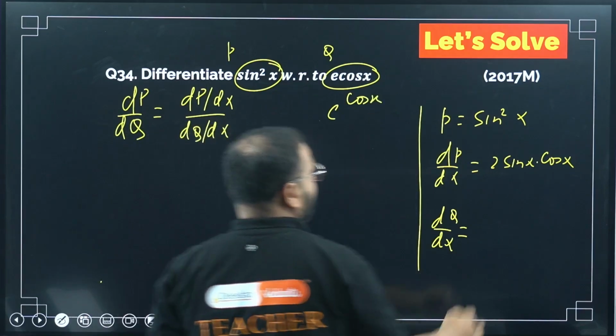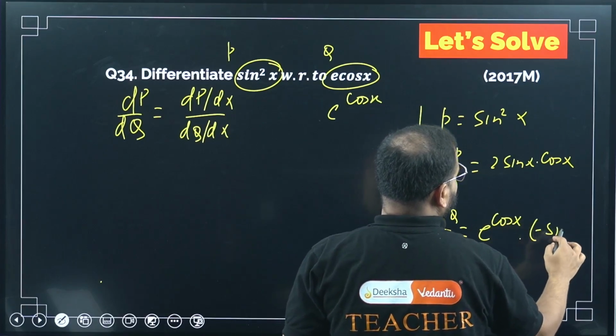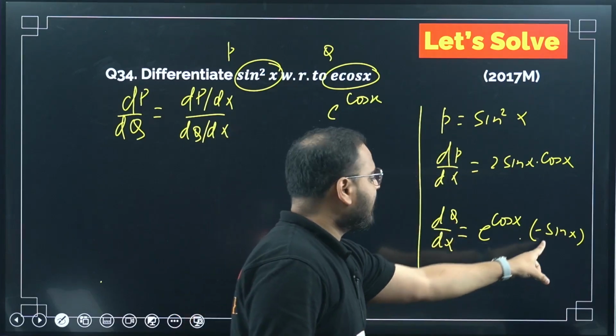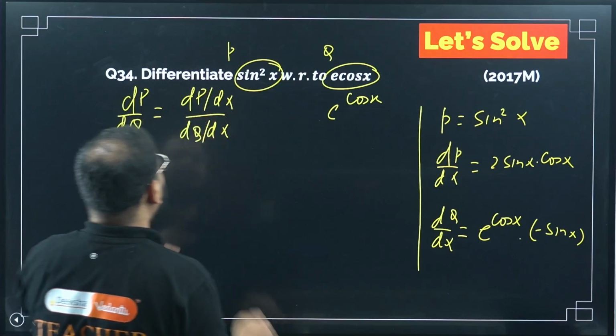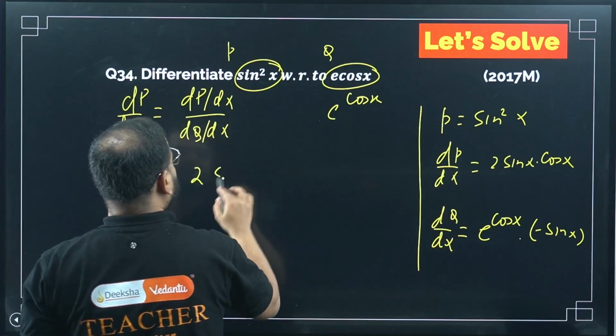Okay. So it will become what? Same. E power cos x will remain as it is. Then will become what? Minus sin x. Correct, right? I have to use chain rule. E power cos x will be same as it is. And then I have to do for cos, it will become minus sin. I'm looking for what? dp by dx by dq by dx. What's dp by dx? 2 sin x cos x.